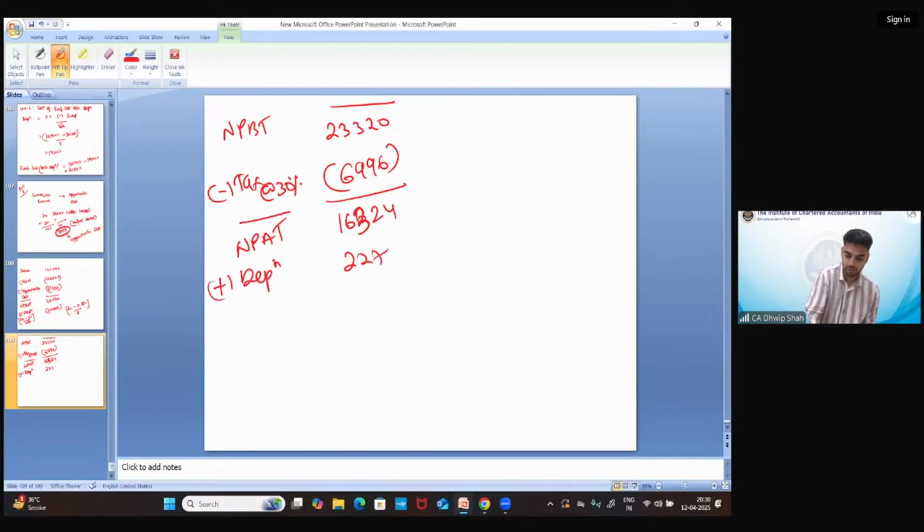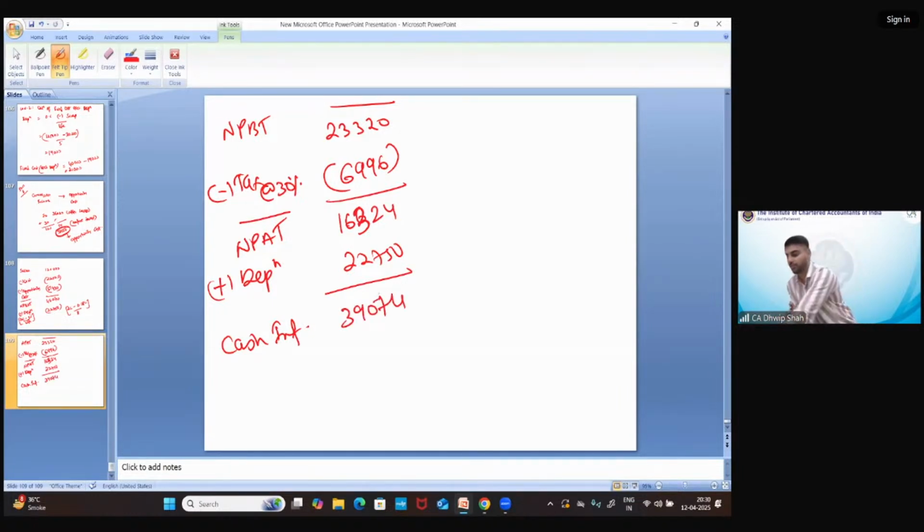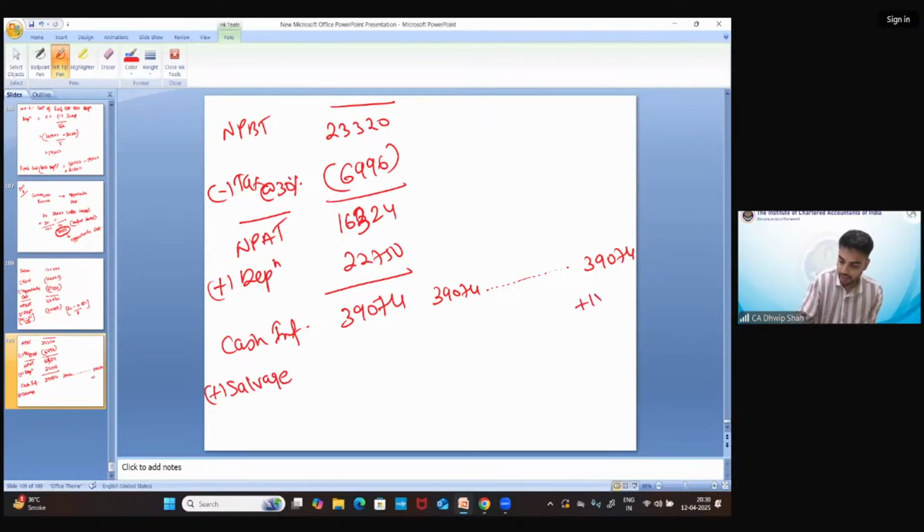Add back 22,750. My cash inflow per annum would be 16,324 plus 22,750, that is 39,074. Yes or no? And likewise, the same cash flow will be for year 2, year 3, year 4, year 5, year 6, year 7, year 8. But there would be an addition of salvage, which is 18,000, at the end of year 8. Are you following? Yes or no?